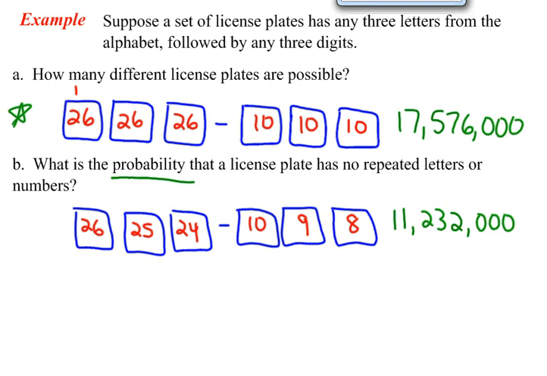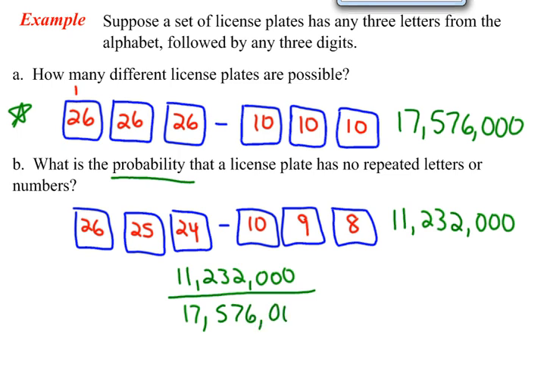Now we can get the probability by simply taking that number over the total number of possible license plates, which we found in part A, and as a decimal, 0.639, and as a percentage, we'll say 63.9%. So 63.9% of the license plates do not have repeat letters or digits.